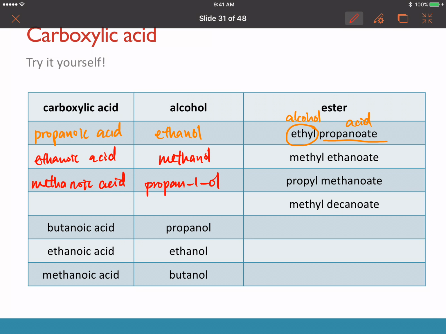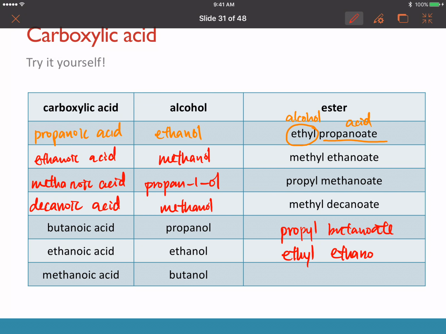Methyl decanoate means it's methanol and decanoic acid. What's deca? It's 10. Okay, so butanoic acid plus propanol: how do I name their ester? Again, we name the alcohol first. So it is propyl butanoate. Then this is ethyl ethanoate. Then here we have butyl methanoate.